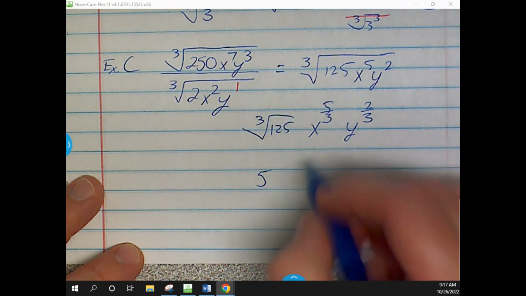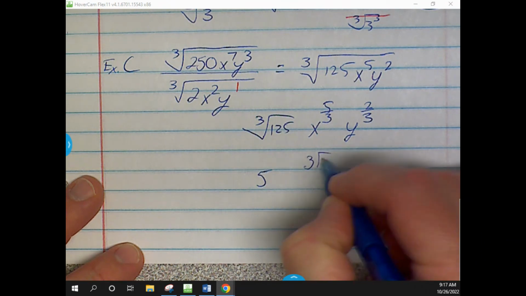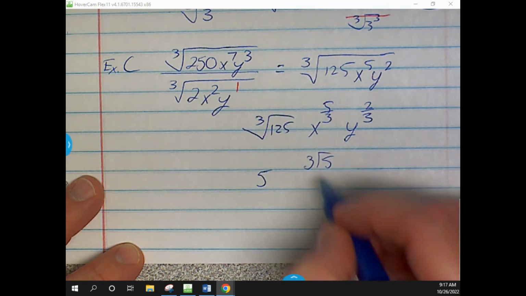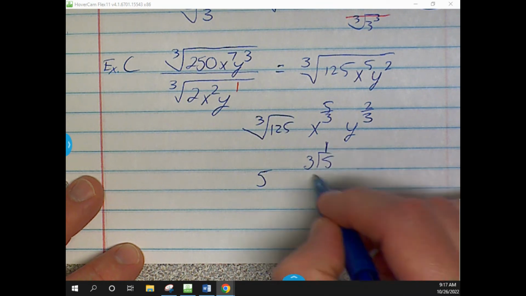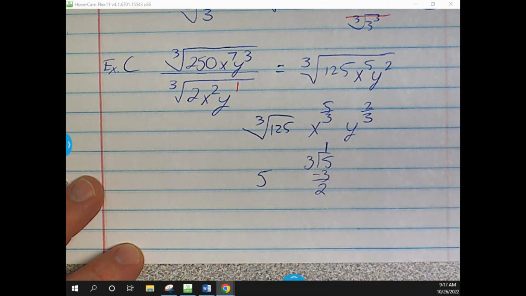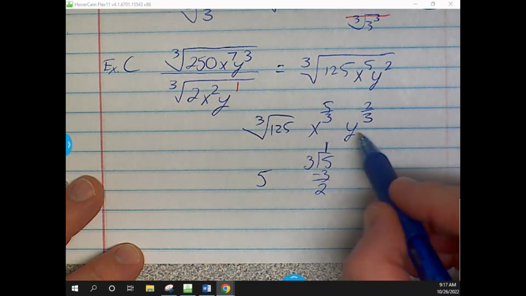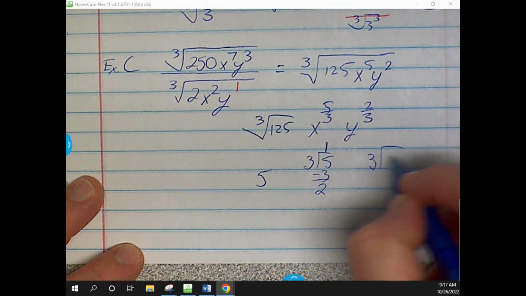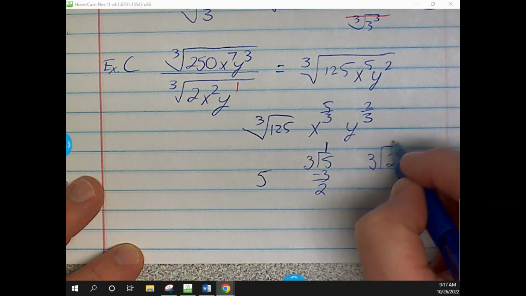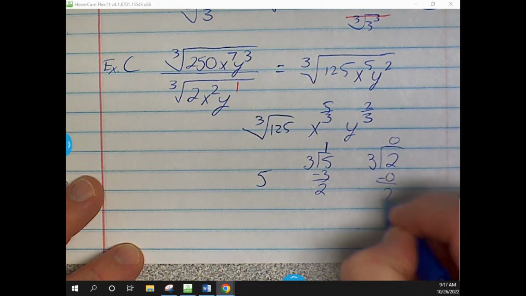So with x to the 5/3, we're going to divide the 3 into 5 to know how many x's we're talking about. 3 goes into 5 one time, with 2 left over. And then for the y's, we're going to divide 3 into 2. It won't go. So we've got 2 left over.